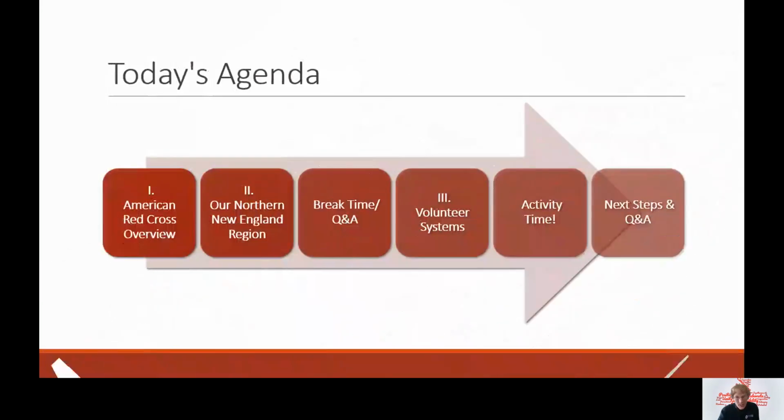Taking a look at our agenda today, here are the things we're going to talk about. We'll do a quick overview of the American Red Cross as a whole, talk about the organization nationwide. And then we'll talk about our Northern New England region, which is kind of our subsection of the American Red Cross. The whole country is divided into a whole bunch of different regions, and ours happens to be Northern New England up here in Maine, Vermont, and New Hampshire.